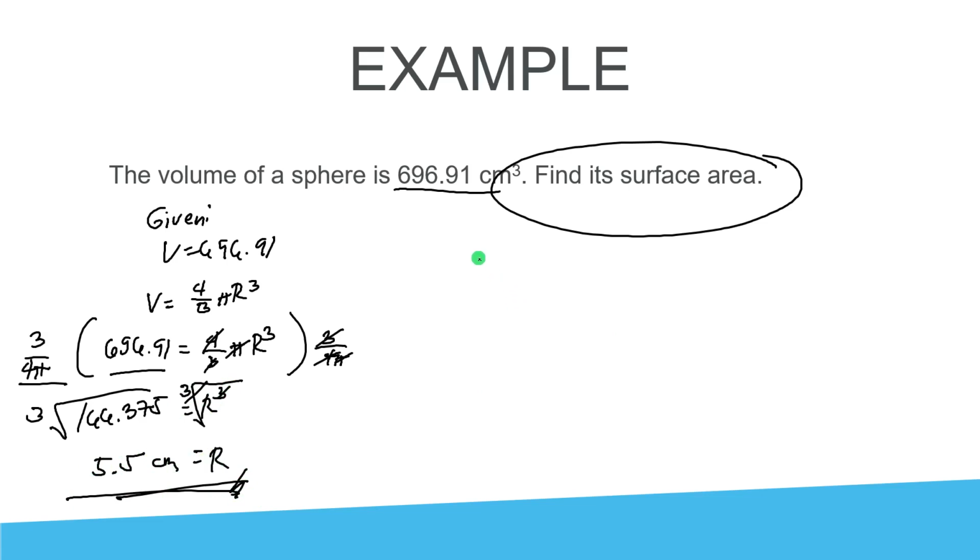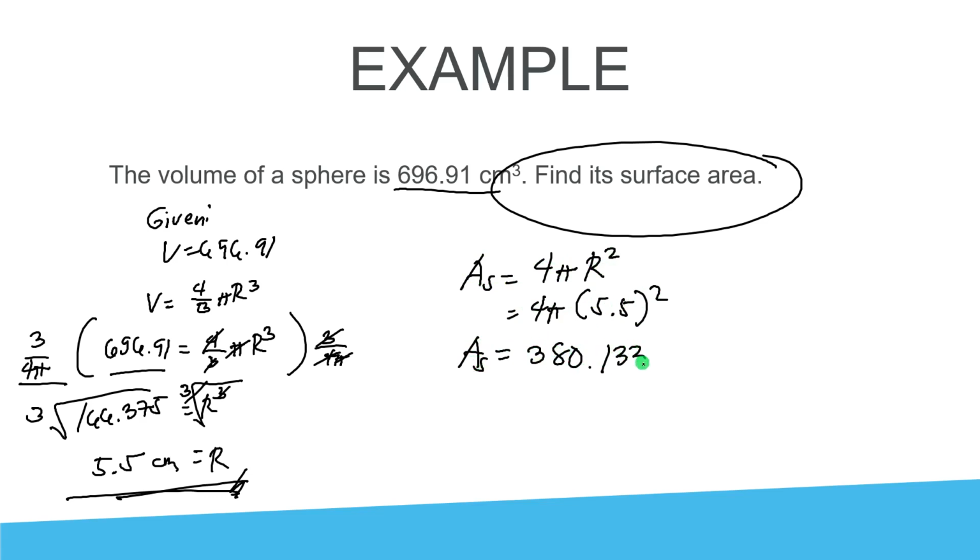Can we compute the surface area? The surface area is 4 pi r squared. Since r is 5.5, the surface area is 380.133 square centimeters. That's the answer.